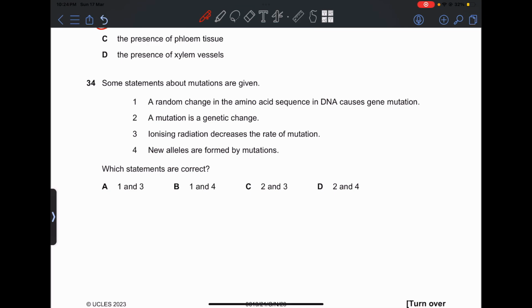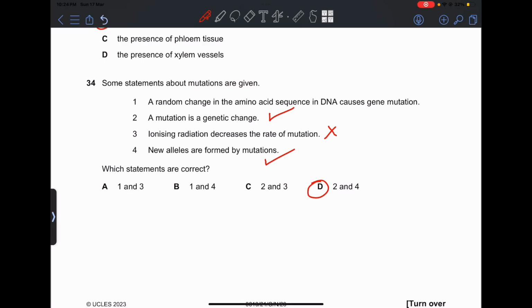34. Some statements about mutations are given. 1 says a random change in the amino acid sequence in DNA causes gene mutation. 2 says a mutation is a genetic change. 3 says ionizing radiation decreases the rate of mutation. And 4 says new alleles are formed by mutations. Of course, number 1 is incorrect, because a mutation is a genetic change, so we're going to be choosing 2. 3 says ionizing radiation decreases the rate of mutation. This is incorrect, of course. It increases the rate of mutation. Number 4 says new alleles are formed by mutations. This is correct.